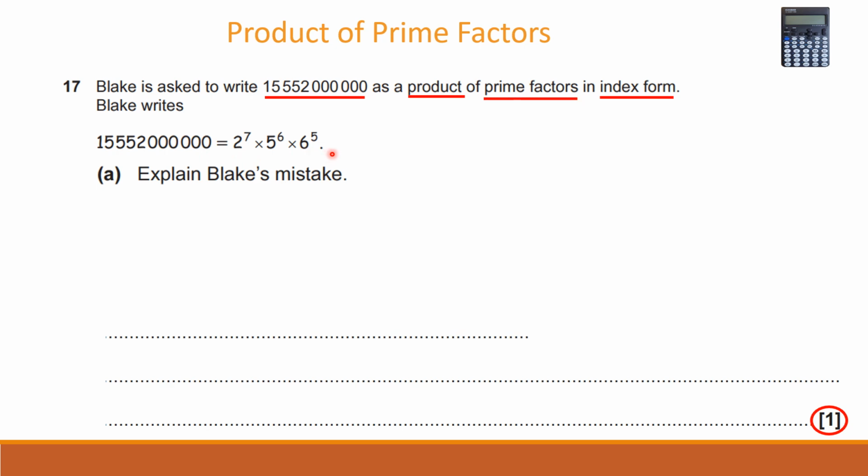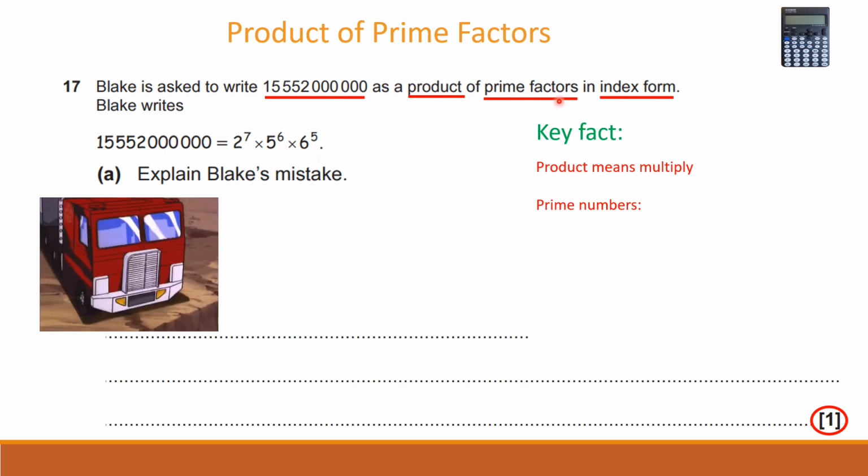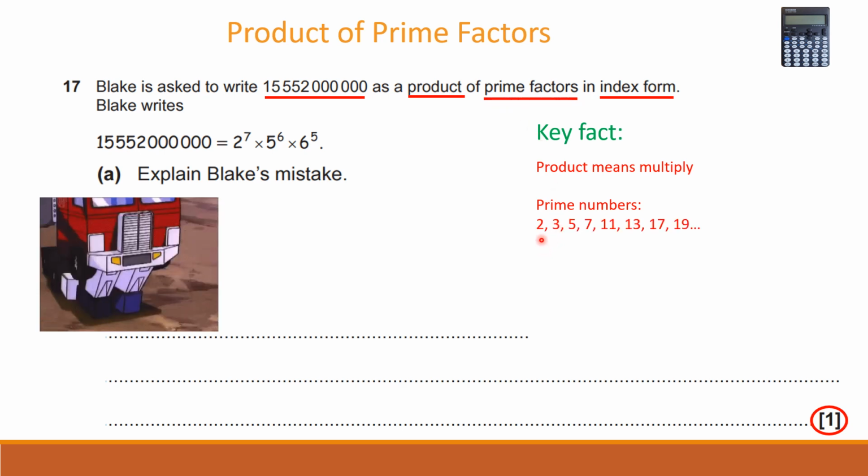So first of all, we need to look at what the key words in this question mean so we can answer this question. So our first key fact is that the word product means multiply. So you can see here in the answer there are some multiplies. The prime numbers, so we're looking at prime factors. So the word prime, okay, this is any number that can be divided by 1 and itself.